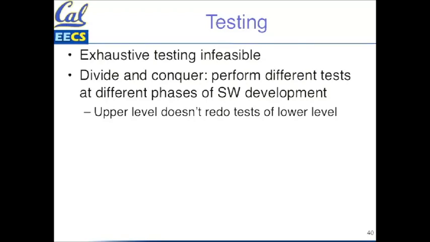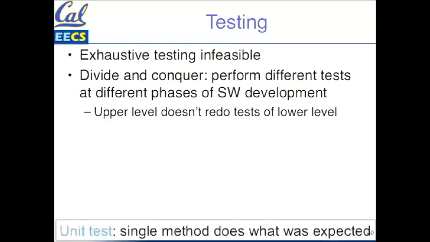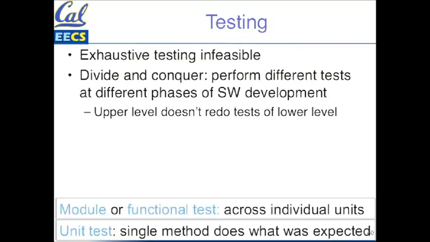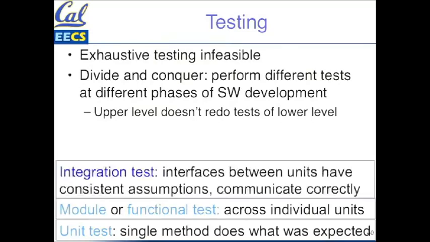So at the bottom level, it gets called unit testing. So you're testing typically a single method to see if it did what was expected. So that's one method at a time. The next level up from that is either called module testing or functional testing, where you're testing across a bunch of units. Okay? That's another type of testing.